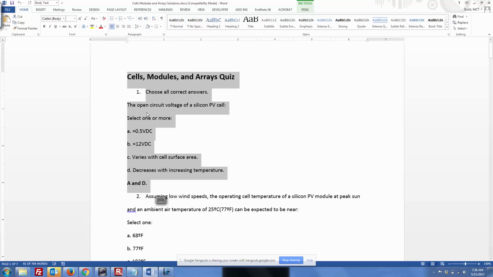Yeah. So, okay, good. So we've answered this part, that the open circuit voltage is about 0.5 volts. And the next part to know is that the open circuit voltage decreases with increasing temperature. So the answer is A and D.